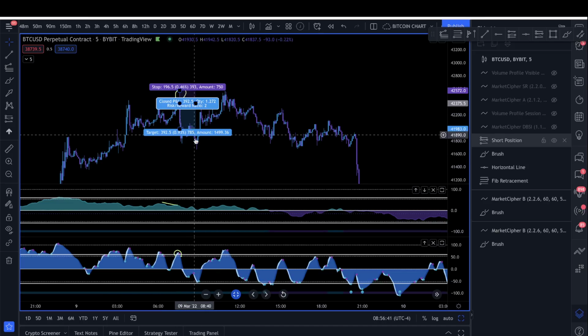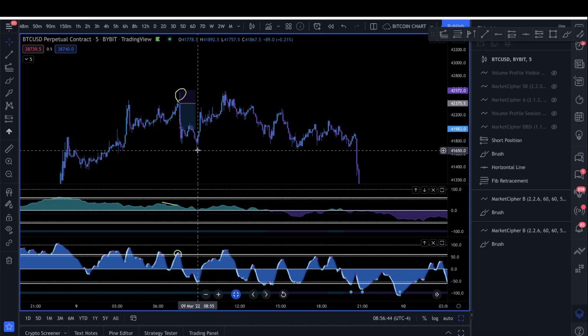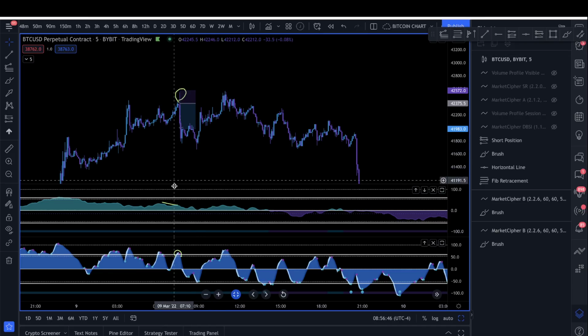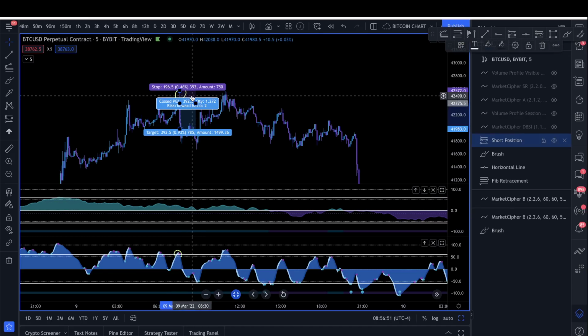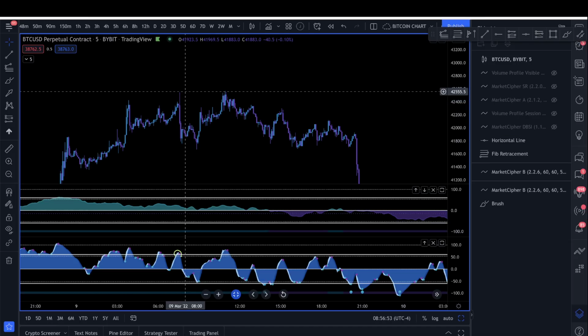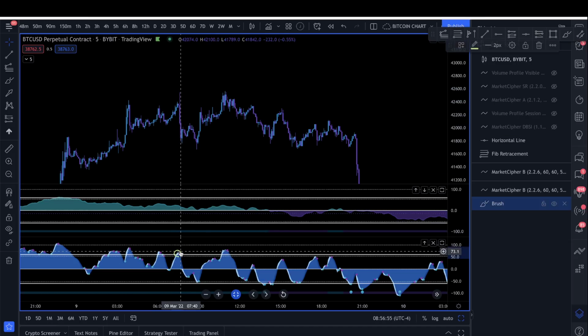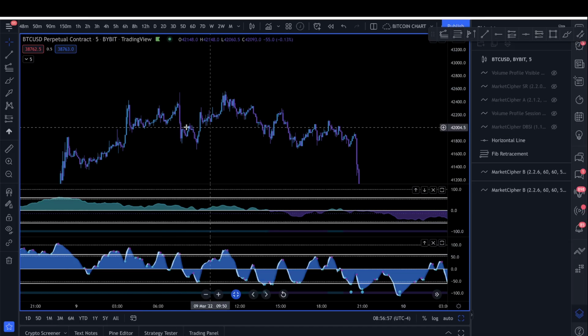And of course, the price keeps running from here, but that is okay because we don't really care if price keeps going. This is a scalping strategy. We're entering and we're exiting the trade. We're not really going to leave the trade open. I will go over an exception later.